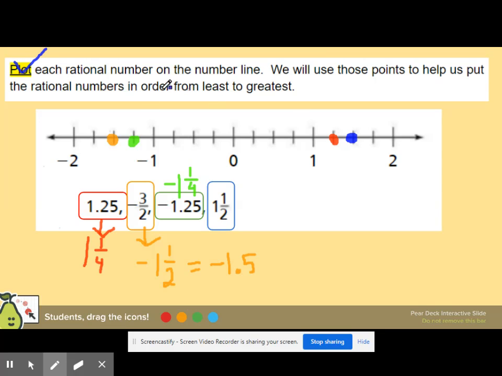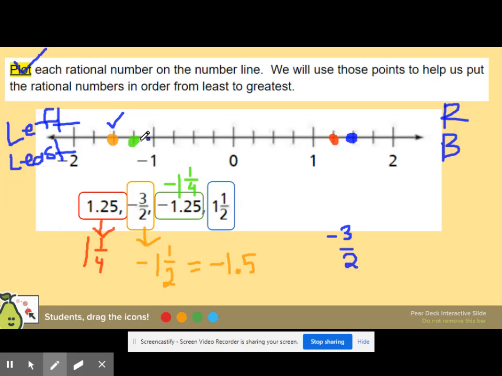Then it says we're going to put these in order from least to greatest. Well, remember, left is least. Okay? The numbers to the left are the least or the less, and right is the biggest. Okay? R and B, okay, they kind of look similar. So when you go to the right, you get the bigger numbers. So to put these numbers in order, orange goes first. So negative 3/2 is the smallest.